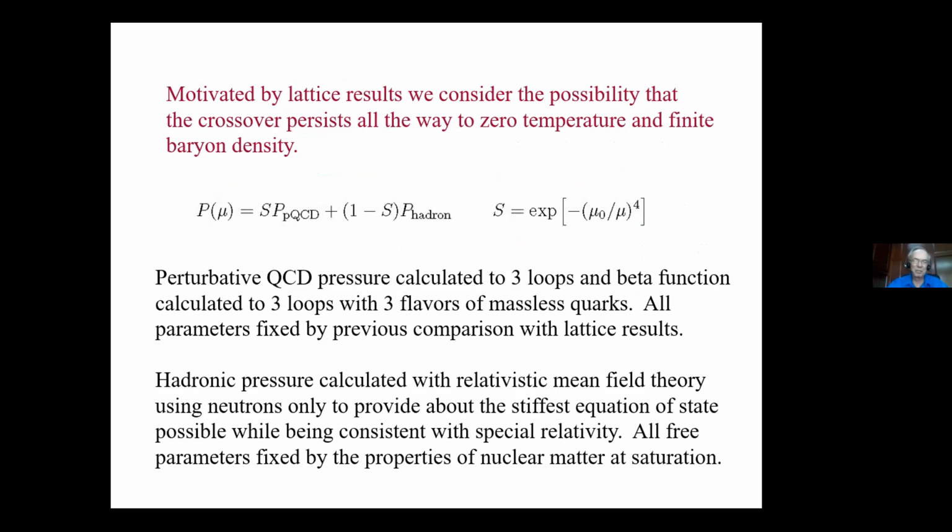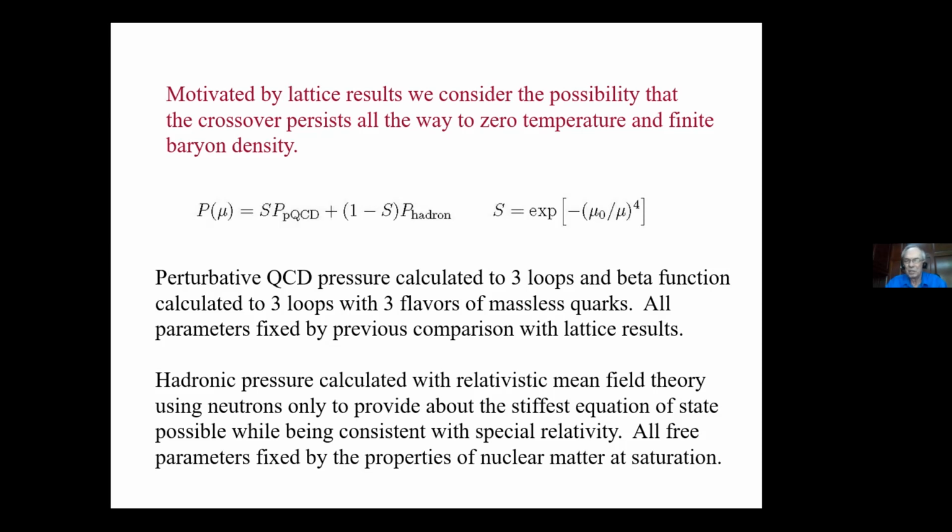We said, okay, let's try it. So we said, let's take an equation of state where pressure is a function of mu only. And again, it's a switching function times the perturbative results plus 1 minus s times the hadronic results. And the switching function now, I should have mentioned, the power that we used previously to match the lattice data was either 4 or 5.